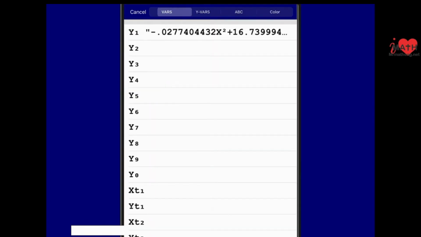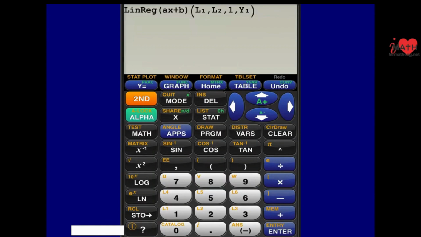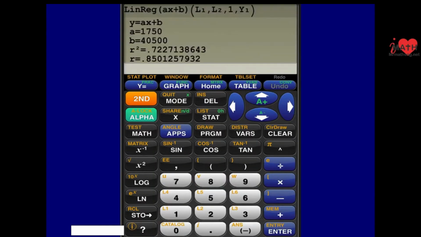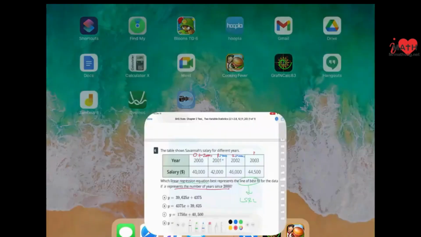And Y-vars. Okay, remember if your r and r squared don't pop up, then you have to do diagnostic on. So a in my formula is in front of x, so that is my slope. The only one that has 1750x plus 40,500 would be choice C.